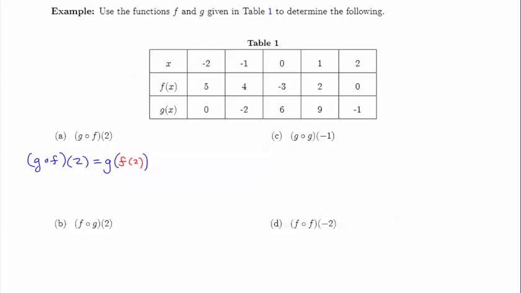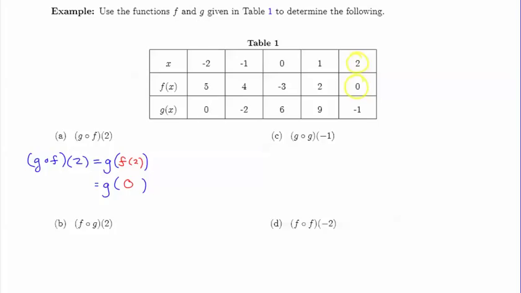Now as we evaluate this, we'll work inside to outside. So we're looking to find f of 2, and to do that, we'll go up to our table where we see the function f. We'll go to the input 2, and we'll see that that output is 0. So f of 2 is 0. And what that means then is that this g of f of 2 becomes g of 0.